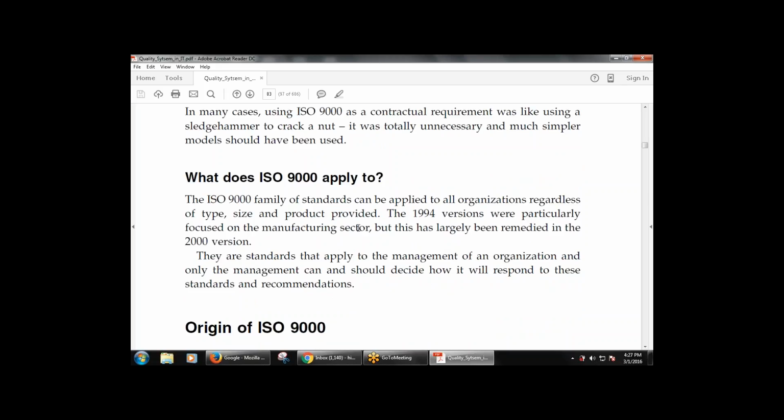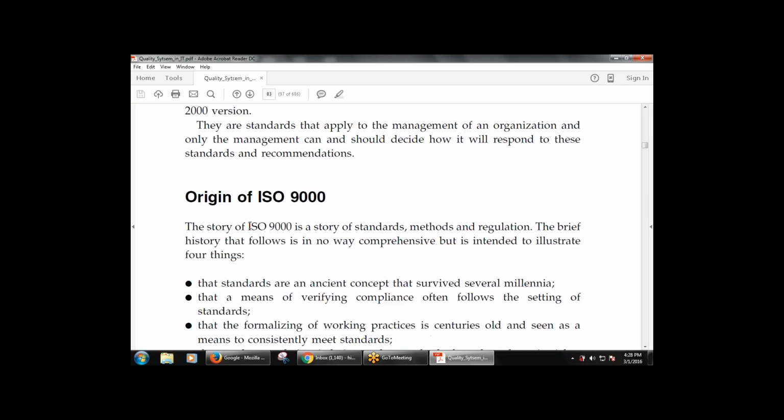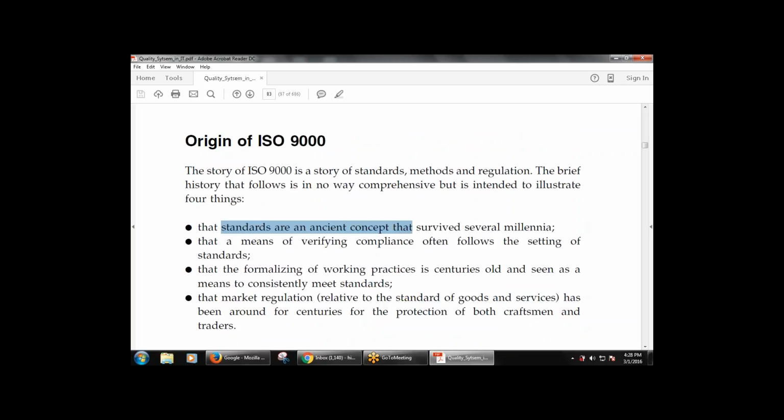Next is the origin of ISO 9000. That means how ISO 9000 originated. The story of ISO 9000 is the story of standards, methods, and regulations. What are the various standards, methods, and regulations used in ISO 9000? The brief history that follows is in no way comprehensive but is intended to illustrate four things. What are the four things? First, that standards are an ancient concept that has survived several millennia. Second, that a means of verifying compliance often follows the setting of the standard. That is the ISO 9000 standard.